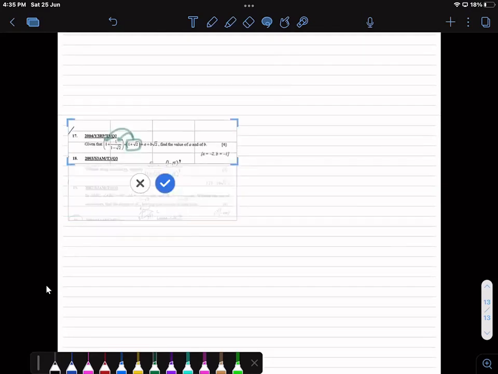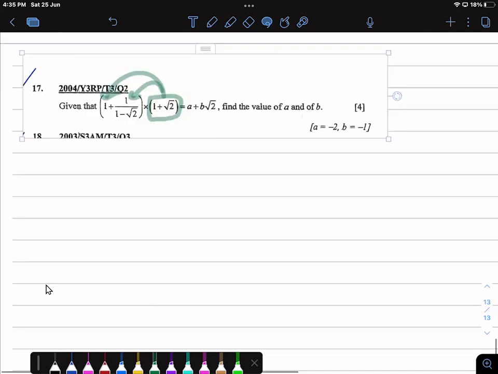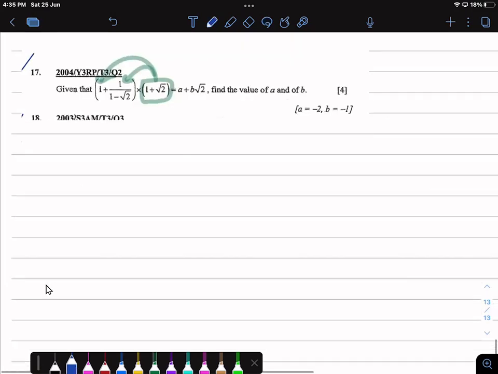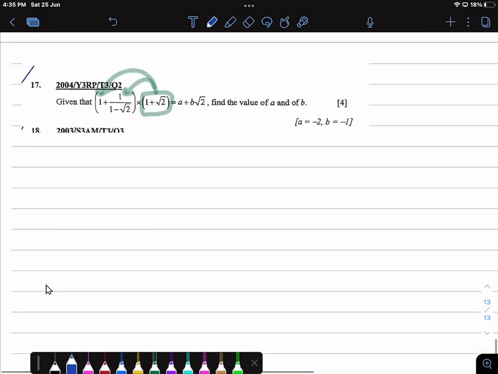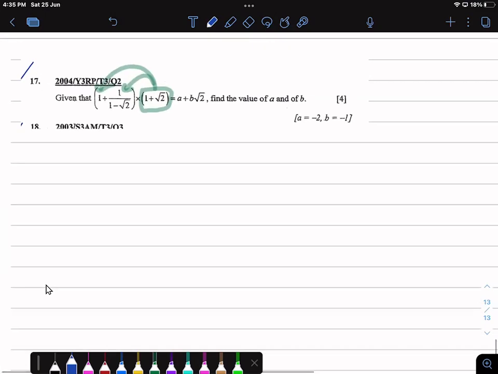Question 17, let's go. So this one, do you want to try? Or should I just go through? Okay, I'll just go through. So here you have a pair of brackets, then 1 plus a fraction, multiplied by 1 plus square root 2. The advice that I gave you was to lump this 1 plus square root 2 as one thing, and distribute into each of them. So let's just copy down the question first before I continue.